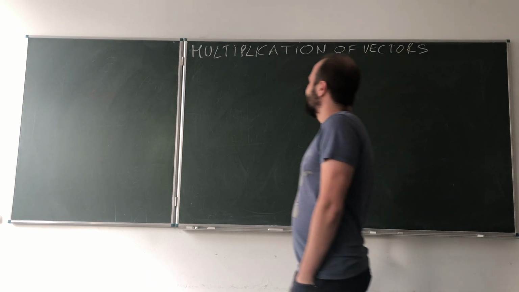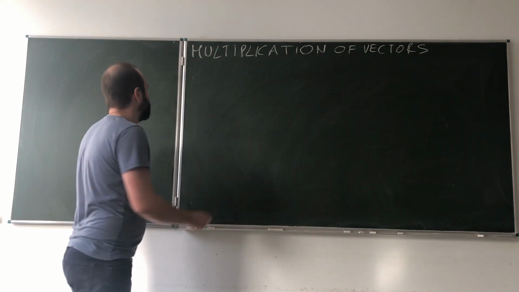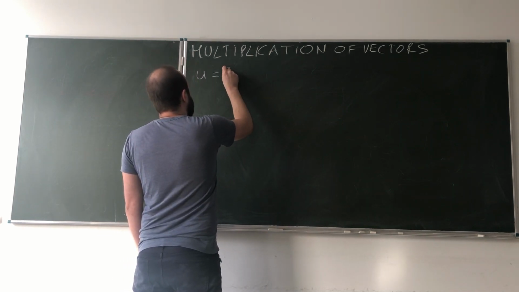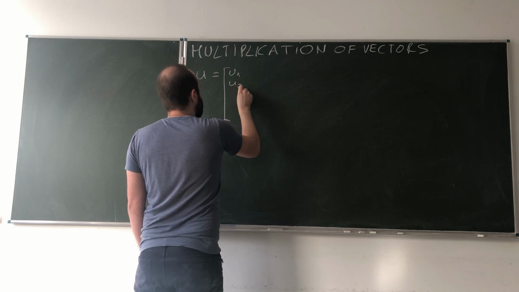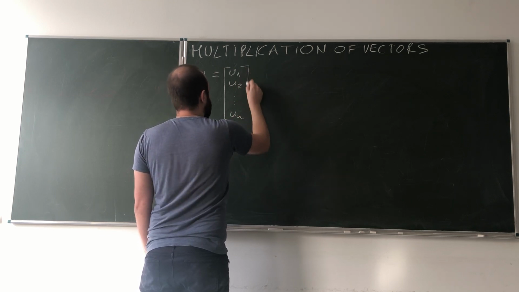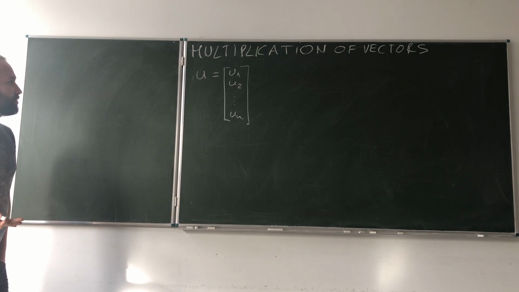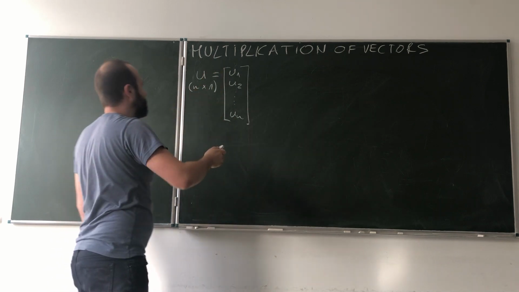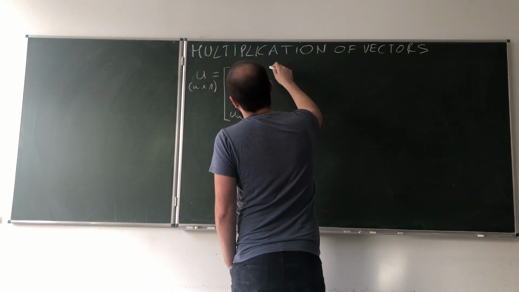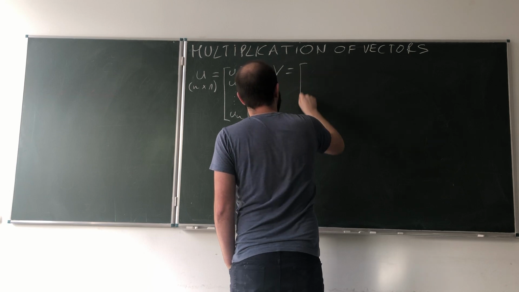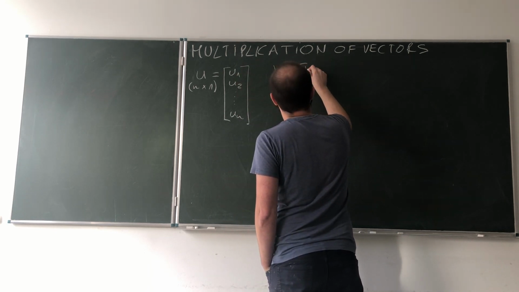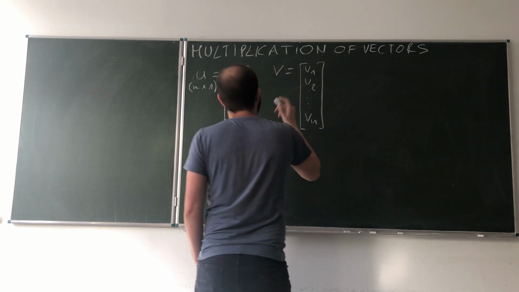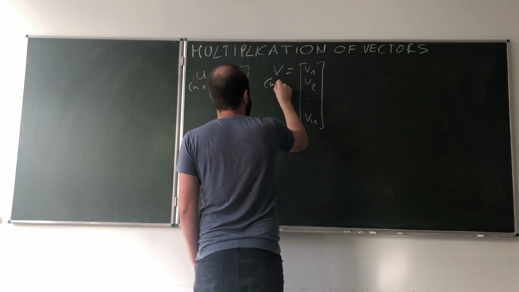Okay, let's just say that we've got two column vectors. Vector u given by u1, u2 until un, right? Now, what is the dimension of this vector? It's n by 1. N rows, 1 column. Now, let v be another column vector, v1, v2, vn. This vector is also of the dimension n by 1.